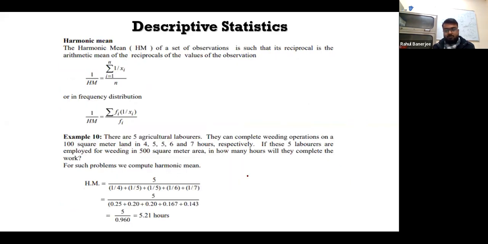Similarly, for a grouped frequency distribution also you can find it out. Harmonic mean is nothing but the reciprocal. In arithmetic mean, we were simply adding x1 plus x2 plus x3. In harmonic mean, we add 1 by x1 plus 1 by x2 plus 1 by x3 in this way.